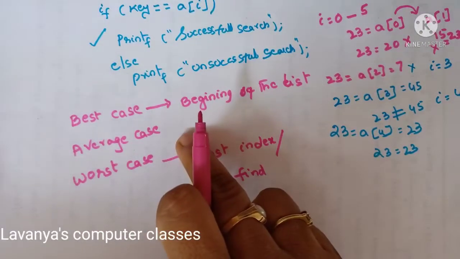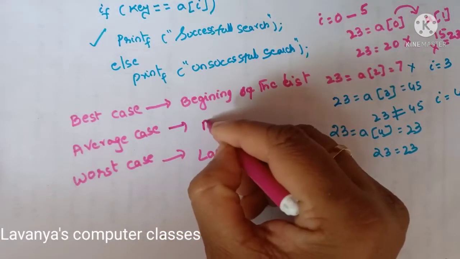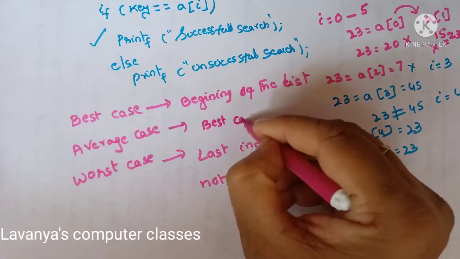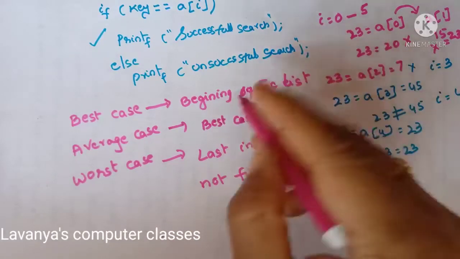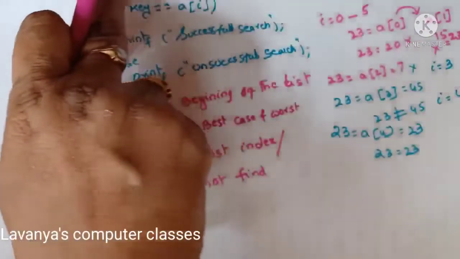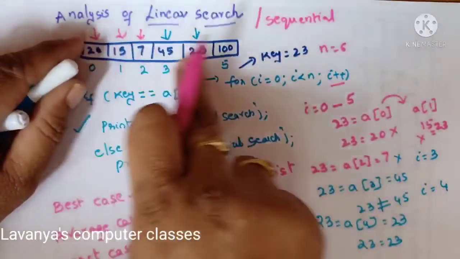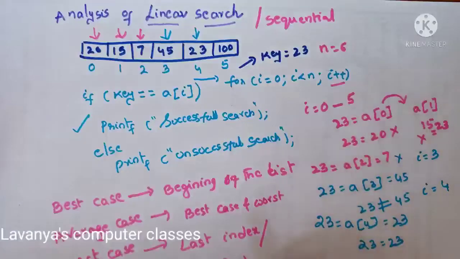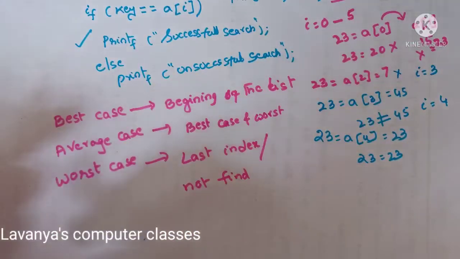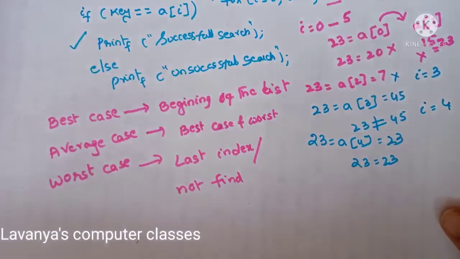Average case means it is between the best case and the worst case. That means it is available anywhere, either not in the first position or not in the last position. It is available somewhere in the list. That is called the average case. Finding the average case is very difficult because we don't know when we get it.